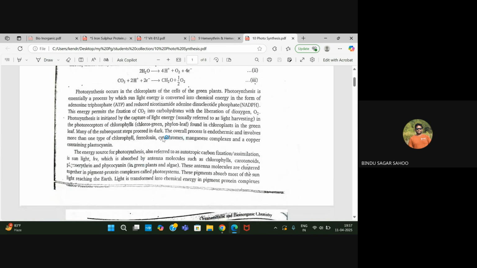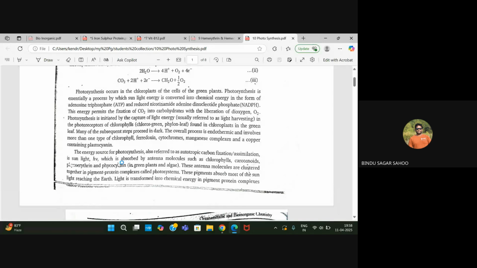Antenna elements means that they can easily absorb this sunlight and continue the process of photosynthesis. So these antenna elements or pigments are chlorophylls, pyridoxine, cytochromes, manganese complexes, and copper containing plastocyanin. All these pigments are particularly available in the antenna molecules. Simply, I can say these are available in the chlorophylls of the leaf of the plant. Or these are available in the carotenoids also, and sometimes phycobilins also.